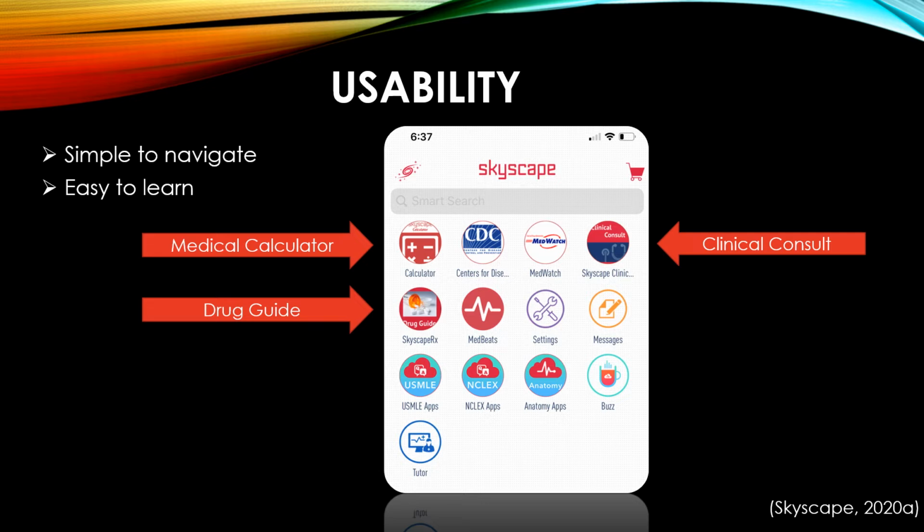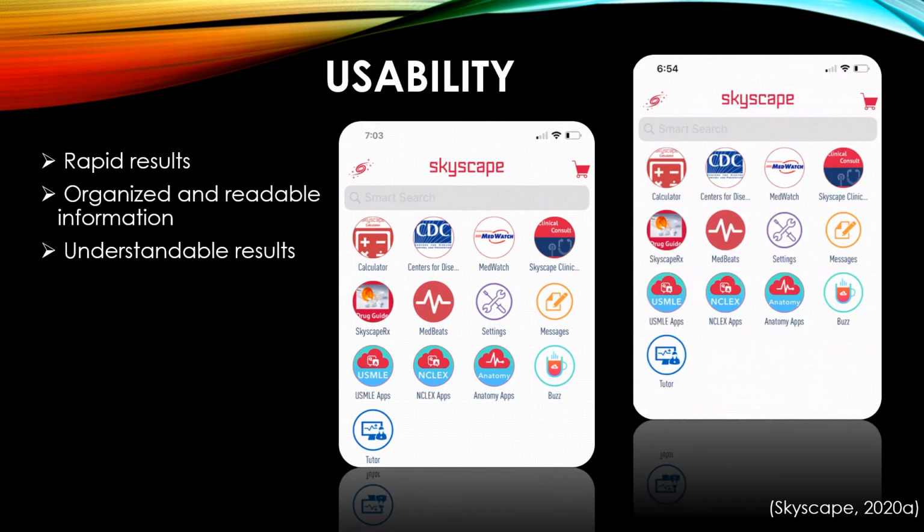Upon clicking the application, the user is brought to the main menu page. There are various options for resources embedded in the application. I have inserted arrows to highlight the main resources addressed in this presentation, which are the Skyscape Medical Calculator, Skyscape RX, and Skyscape Clinical Consult. The application provides rapid, organized, and understandable results.